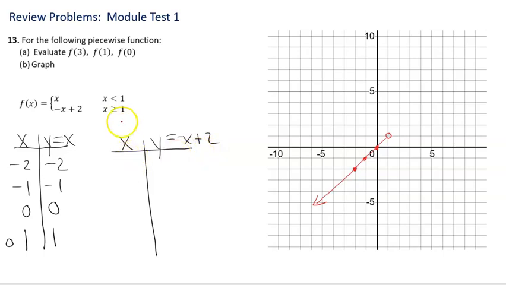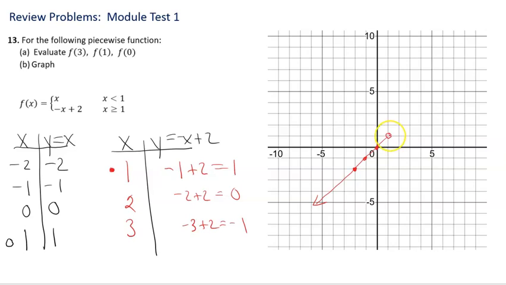Well, it says x greater than or equal to 1. So I can plug 1 into the second piece, but remember, I got to fill my circle in. And anything bigger than 1, like 2 or 3, I take 1 and I plug it into my x value. So that's going to be negative 1 plus 2, which gives me 1. And then I plug in 2, be negative 2 plus 2, which gives me 0. And I plug in 3, which will be negative 3 plus 2 gives me negative 1. So I'm going to plot the point 1, 1.